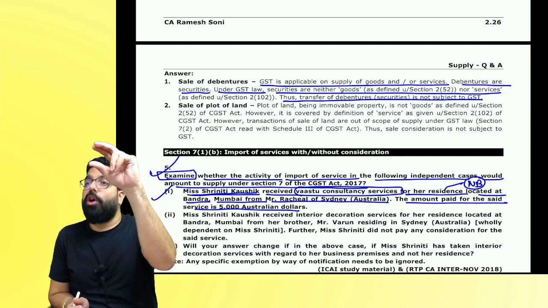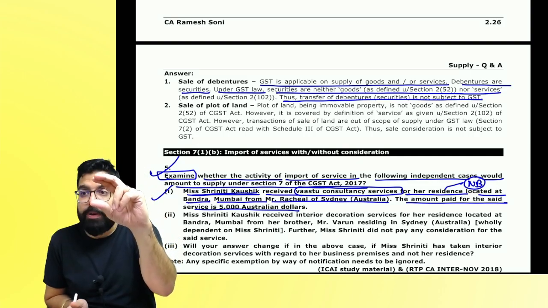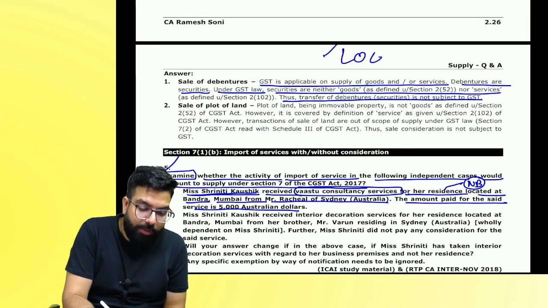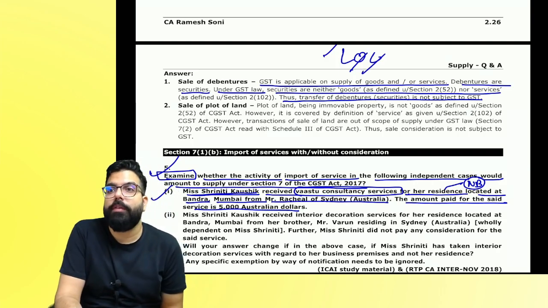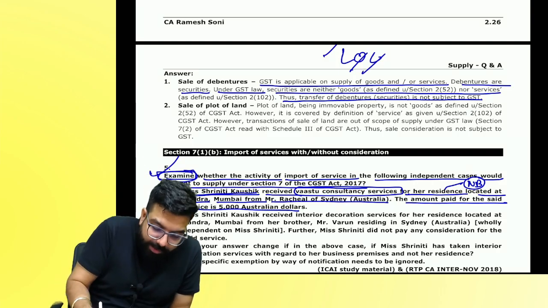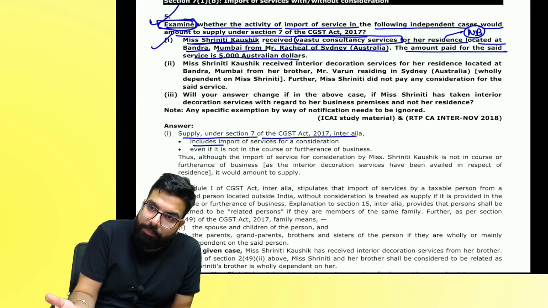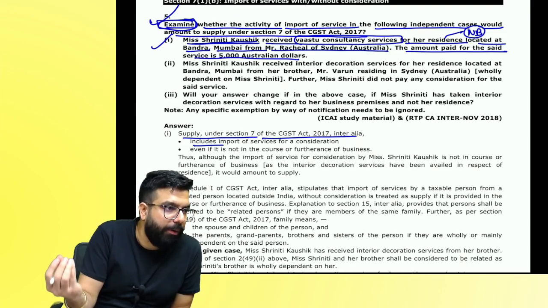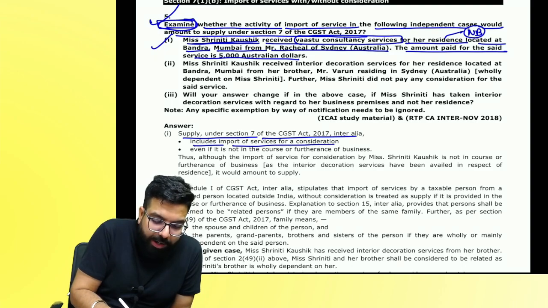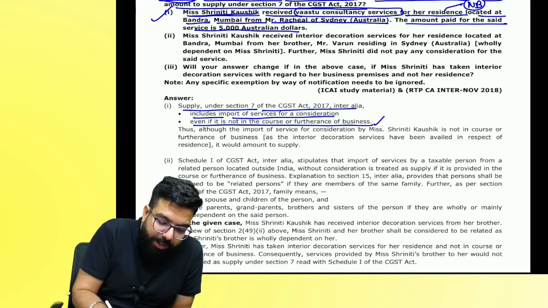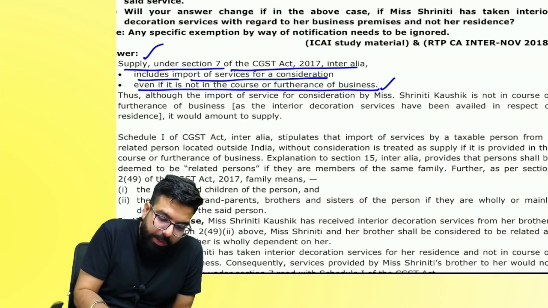Should you write the law first? Should you give the explanation? Should you write your conclusion? Should you write LOC? What is LOC? Law, observation, and conclusion. The question is asking you to examine. Supply under section 7(1) inter alia includes, or you can write, as per section 7(1)(b), importation of service for a consideration even if not in the course or furtherance of business will be considered as supply.